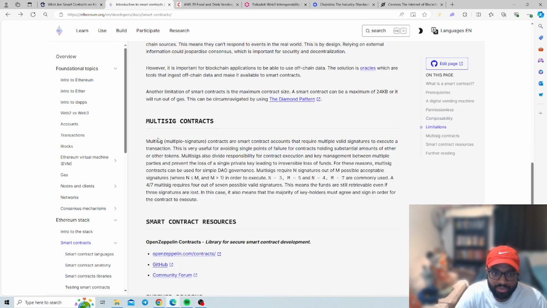So it has composability and multi-sig contracts. Multi-sig contracts are contract accounts that require multiple valid signatures to execute a transaction. This is very useful for avoiding single points of failure for contracts holding substantial amounts of either ETH or tokens. Multi-sig also divides responsibility for contract execution and key management between multiple parties, to prevent the loss of a single private key leading to irreversible loss of funds. For those reasons, multi-sig contracts can be used for simple DAO governance.